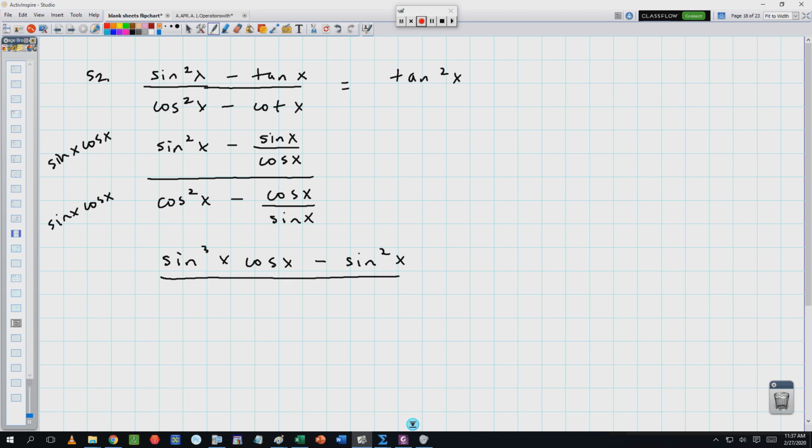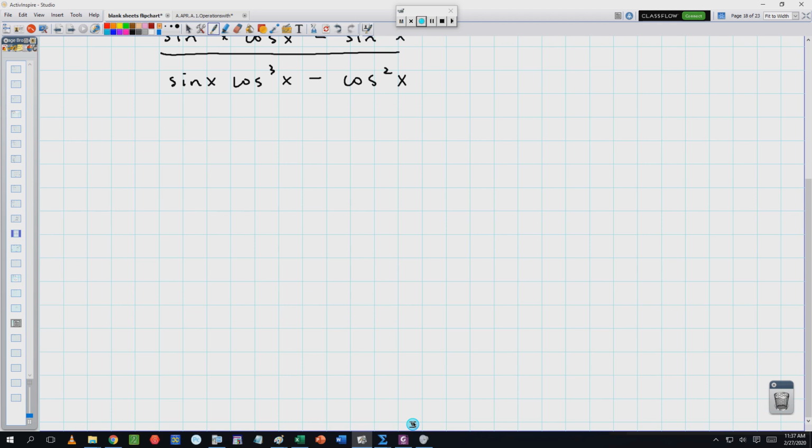All of that is over sine cosine with the fraction with nothing on the bottom, with no fraction, will be sine x cosine cubed x. And then with the fraction, I'll cancel the sine, leaves me with a negative cosine squared. Do you see that I'm going to factor there also?